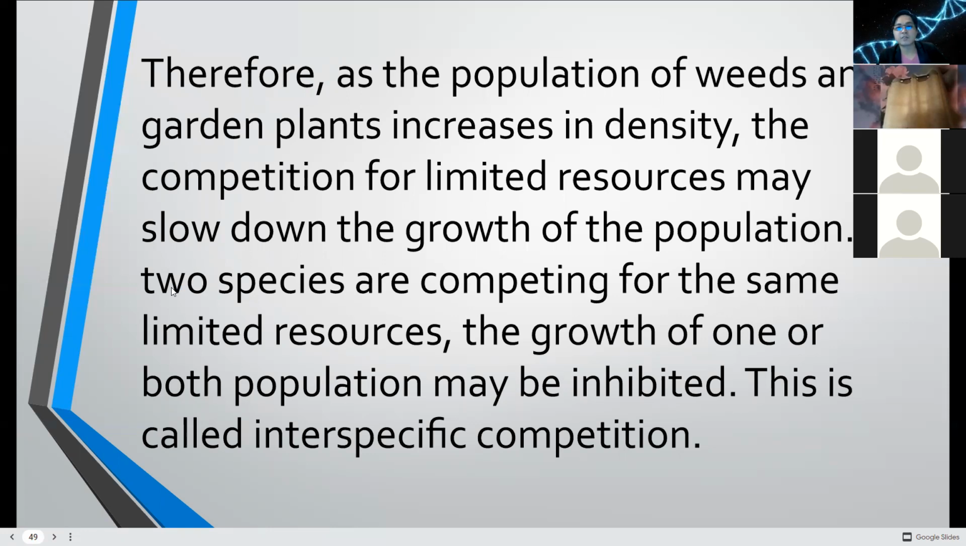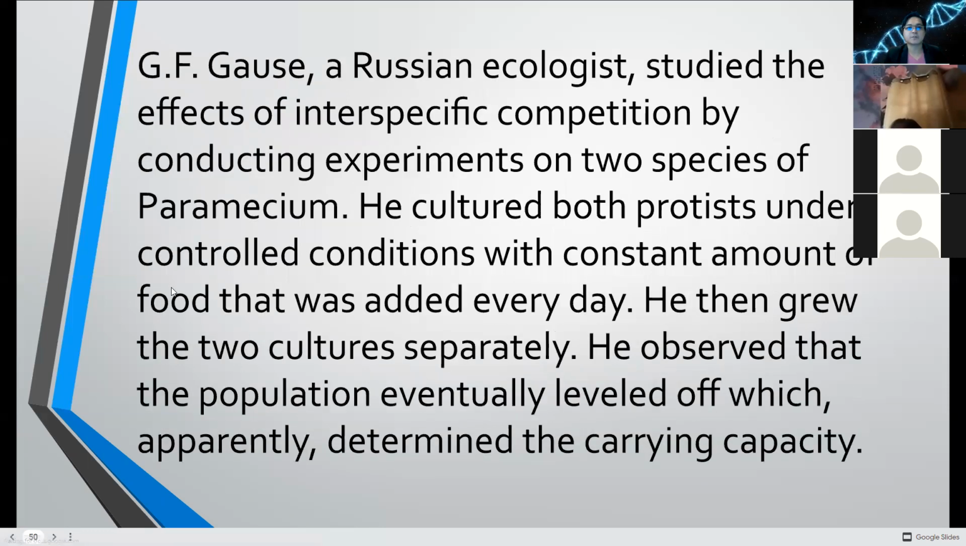Therefore, as the population of weeds and garden plants increases in density, the competition for limited resources may slow down the growth of the population of the other organism. If 2 species are competing for the same limited resources, the growth of one or both populations may be inhibited. This is called interspecific competition. Interspecific meaning between different species. Okay, they are competing for the same food. That is actually interspecific competition.